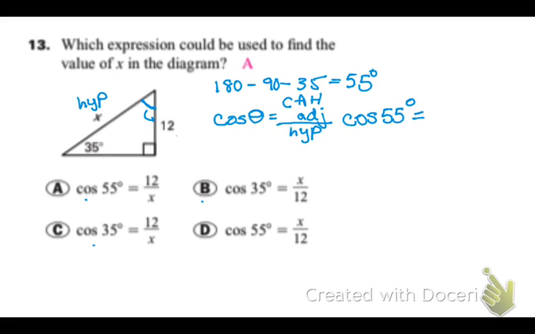So my adjacent is going to be equal to 12, and my hypotenuse is going to be equal to x. So let's look around here and see: we have cosine of 55 here, we have cosine of 55 there. We say it's 12 over x, here's 12 over x, this one's x over 12, it's a no-go, so it's got to be A. Okay.